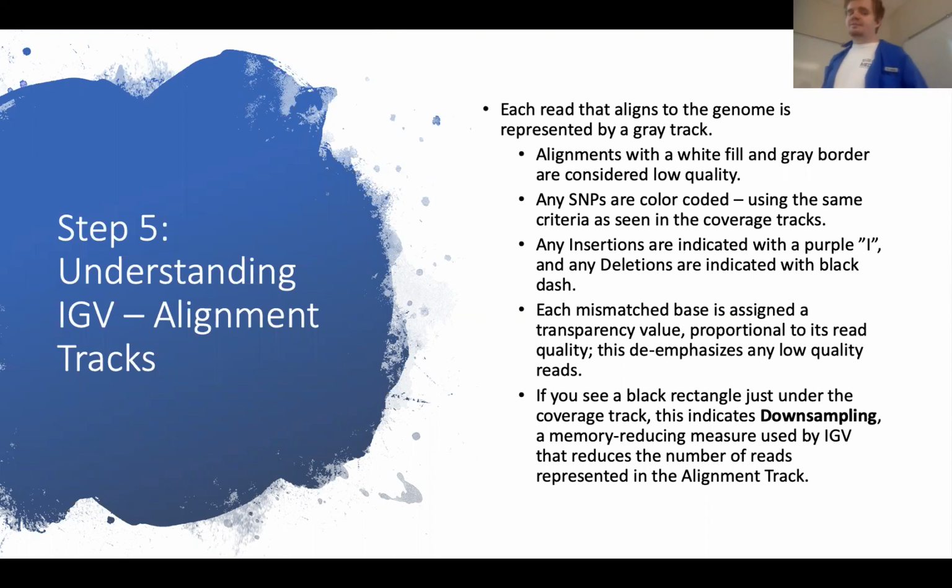Next are the alignment tracks. Each read that aligns to the genome is represented by a gray track. If it's white, that indicates that you have a low quality read. Generally, the reason for that is that using transparency, IGV will de-emphasize reads of low quality. SNPs are color-coded, as we saw earlier. They follow the same format of green corresponding to adenine, blue corresponding to cytosine.